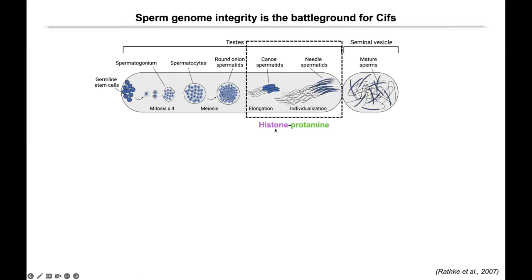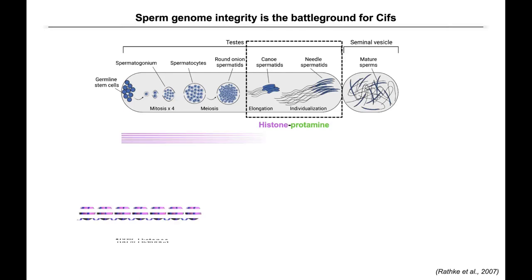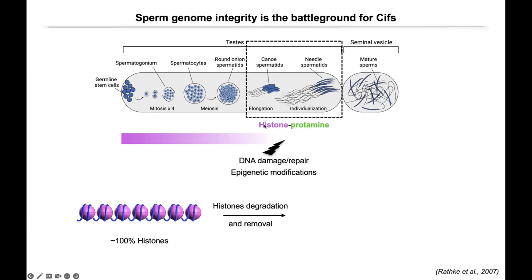This process is called histone to protamine transition. Before the canoe stage, almost 100% of the DNA is wrapped around histones. But at this stage, there is a process, highly conserved from flies to mosquitoes to even humans, in which various epigenetic modifications happen to remove the histones from the sperm chromatin. Meaning that histones undergo ubiquitination, phosphorylation or acetylation. These marks tag the histones, and they come off the sperm nucleus and are then degraded.